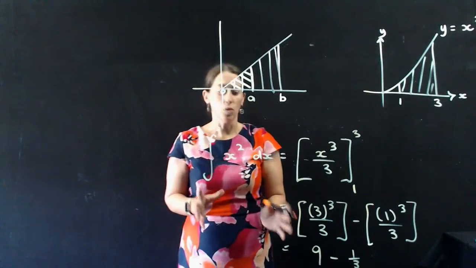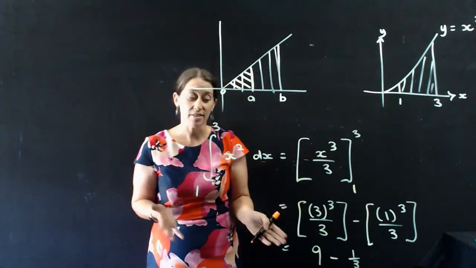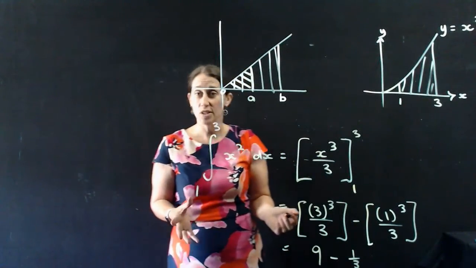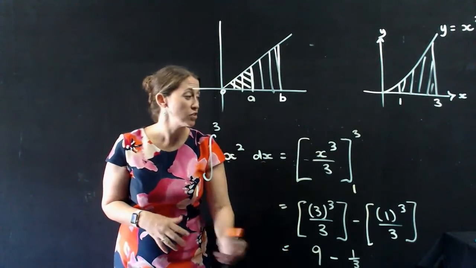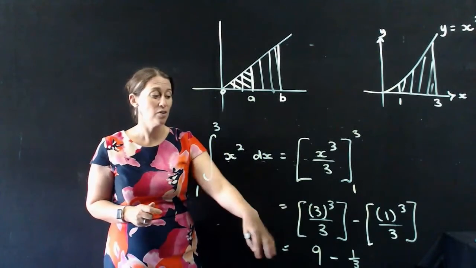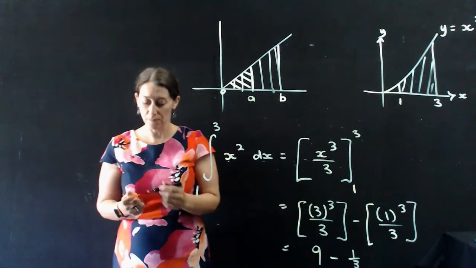Okay, now what we've got now is an area, so I can say that it's 8 2/3 units squared. And I can see, looking at the screen, that that's actually just gone off the bottom of my video. So I actually worked out that and written it down.